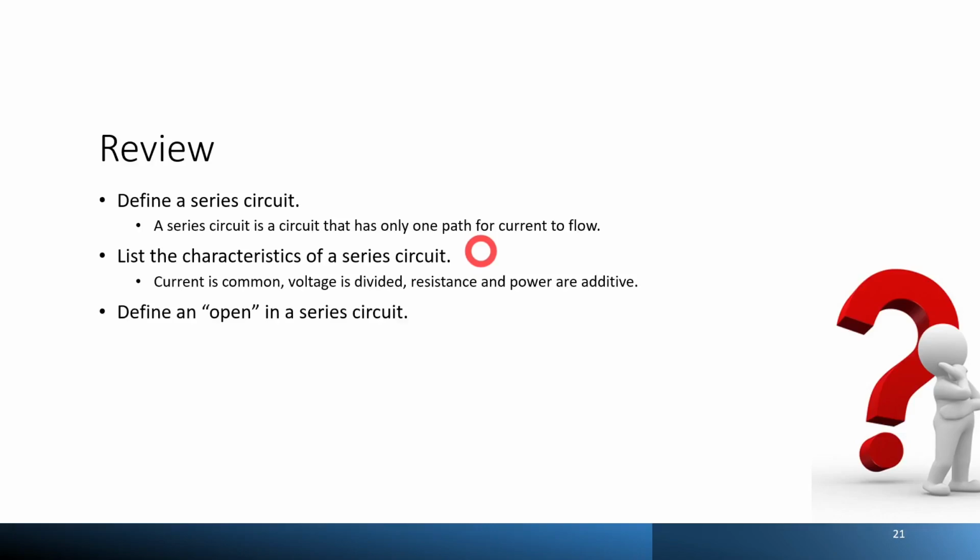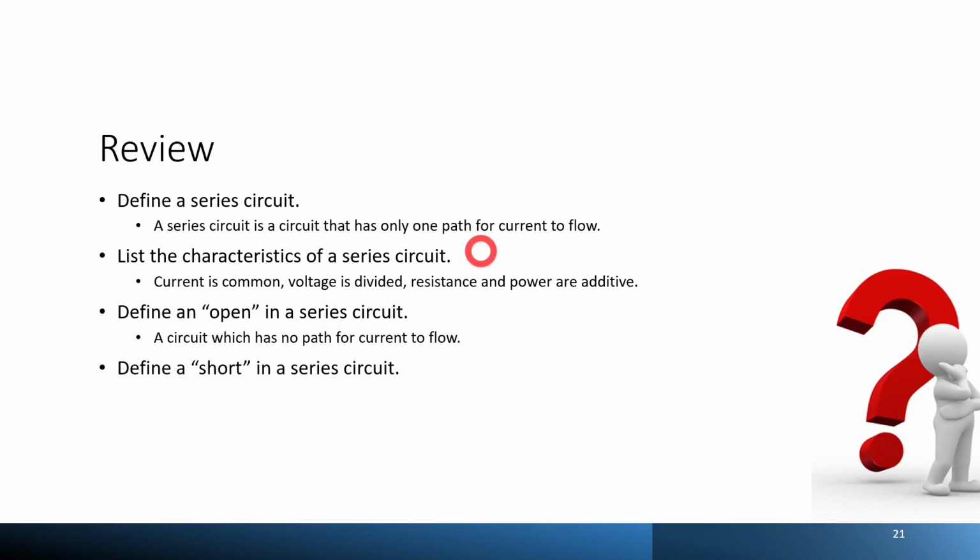Okay? Define an open in a series circuit. Okay, again, pause the video and we'll come back. An open circuit is a circuit that has no path for current to flow. Okay, think of that blown fuse. Once we blow the fuse in a series circuit, there's no path for current.